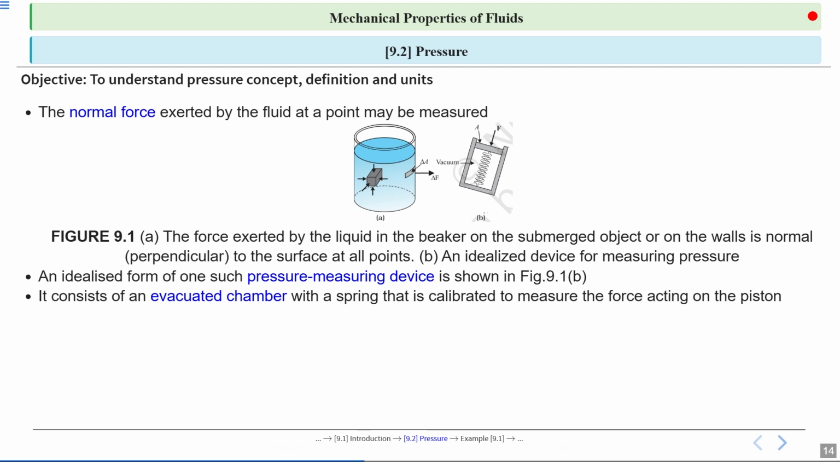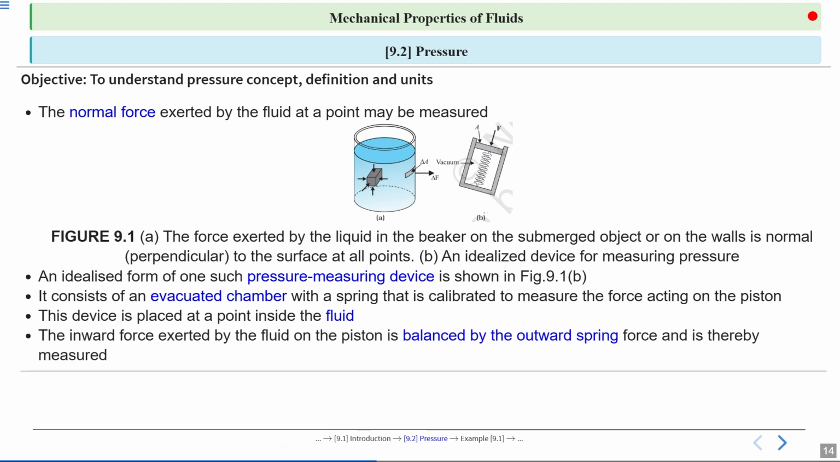So the device consists of an evacuated chamber with a spring. Listen carefully. Evacuated chamber with spring. This spring is calibrated to measure the force acting on the piston. This pressure measuring device is placed at a specific point inside the fluid.